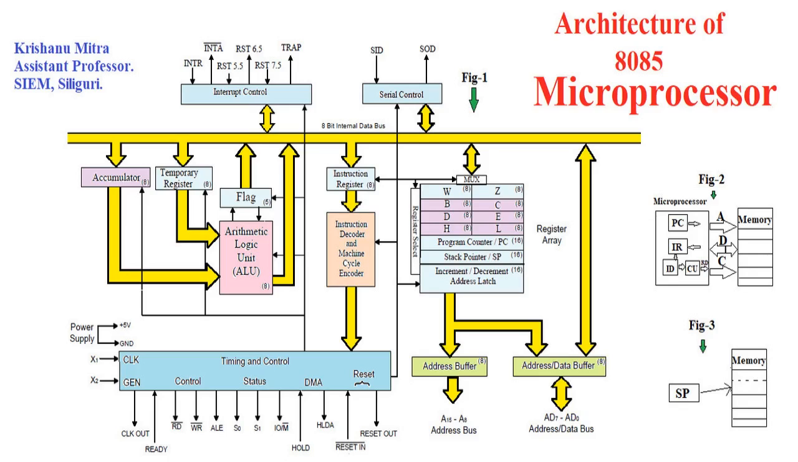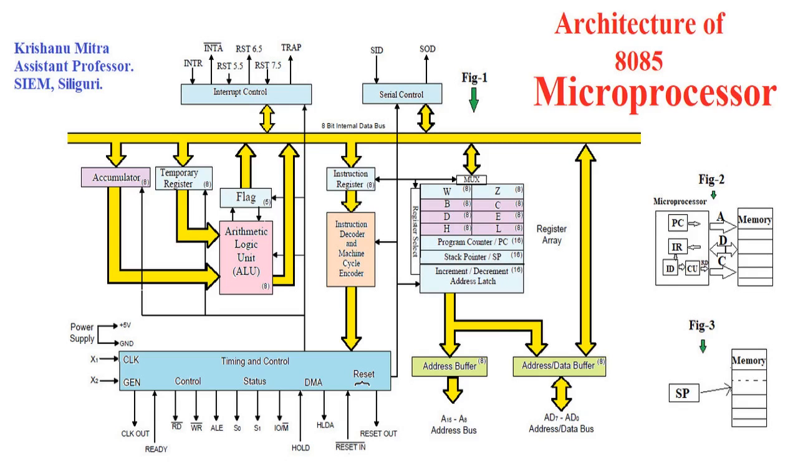Whatever operation is being performed, the first data will be in the accumulator and the second data will be either in the B register or C, D, E, H, or L. It can be anywhere, but the first data will be in the accumulator, and the output of the ALU will also be stored in the accumulator. So if we want to add three data, we write a program: ADD B, then ADD C, then ADD D.